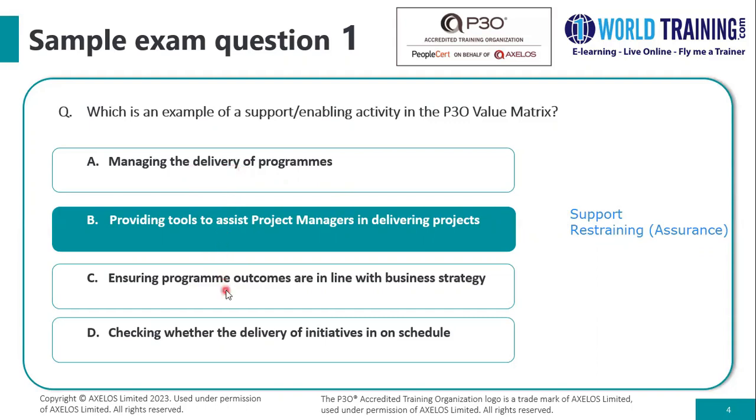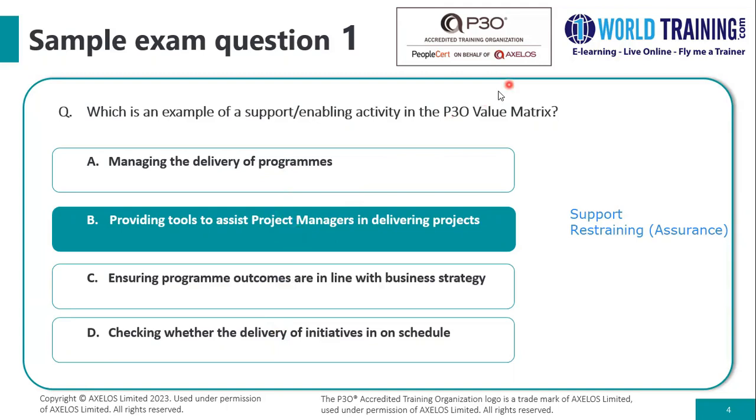If you move on to the third option, ensuring program outcomes are in line with business strategy, this is an assurance restraining function. It is not a support function, so you could eliminate option C. Option D is also an assurance function, and therefore you could eliminate D too. And A is a program function, and therefore you could cross out A. B is the correct answer because that is a support enabling activity.